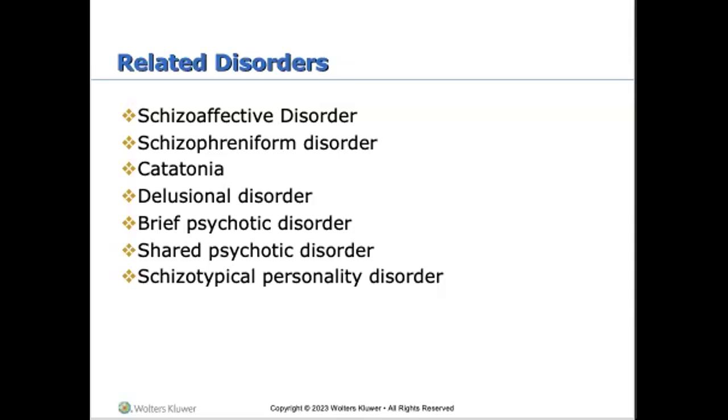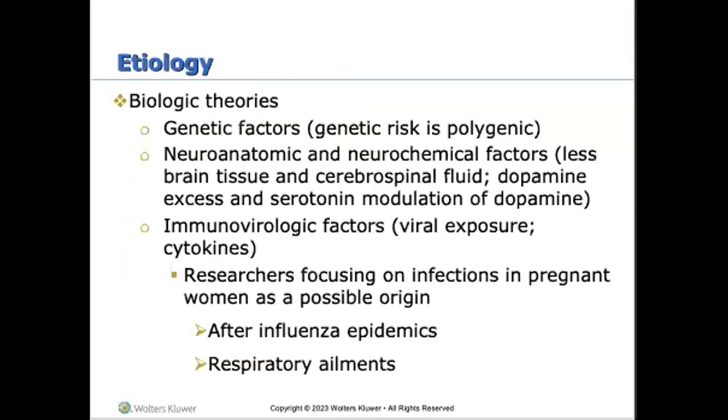We can have brief psychotic disorder, and this is when the client's going to have a sudden onset of at least one psychotic symptom, such as delusions, hallucinations, disorganized speech, bizarre behavior, and it lasts from 1 day to 1 month. We can have shared psychotic disorders when two people have a similar delusion, and we can have schizotypal personality disorder, which we'll talk about more when you get into personality disorders.